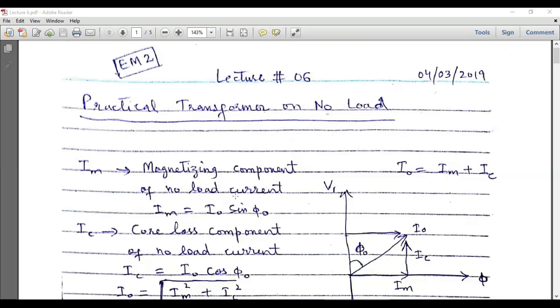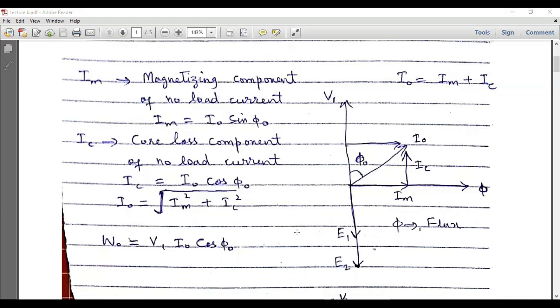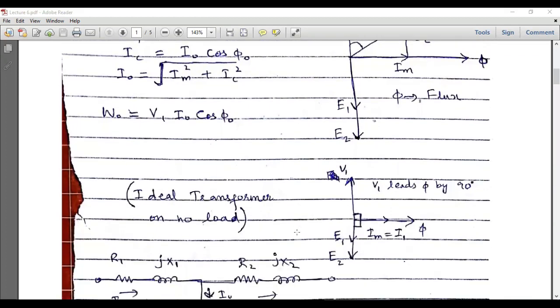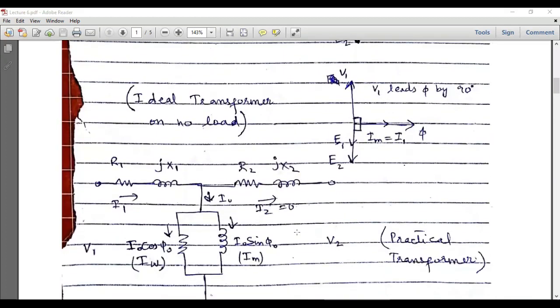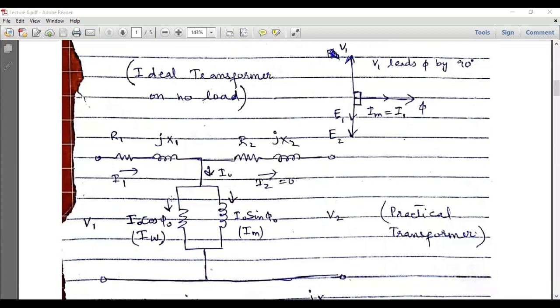So the first component of current is called IM, which is the magnetizing component of no load current. In the first case, we are dealing with the practical transformer at a no load condition. We know that whenever a transformer is operating under a no load condition, all of the current flows through the magnetization branch, which can be seen in this equivalent circuit diagram. So there is no load at the secondary side, and all this primary current is supposed to flow from this branch.